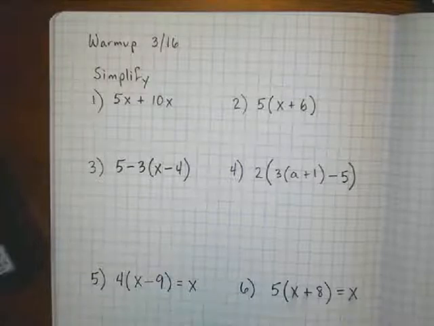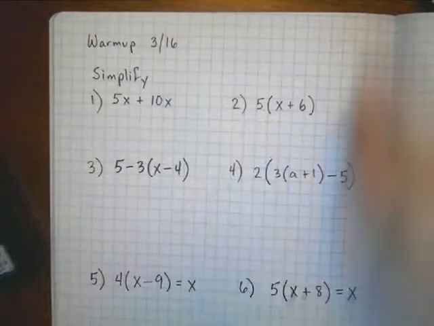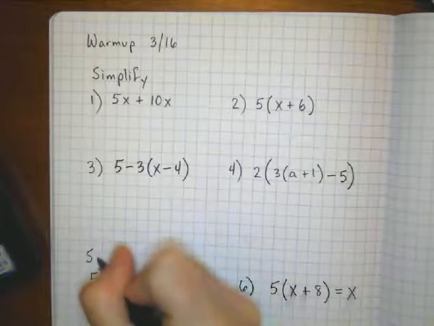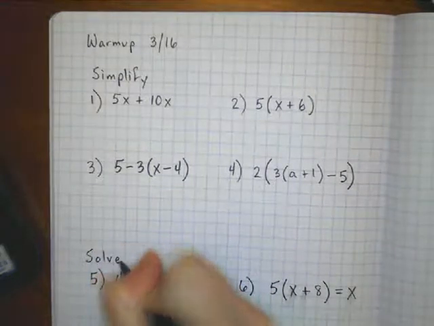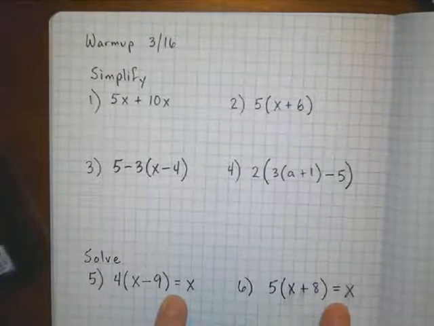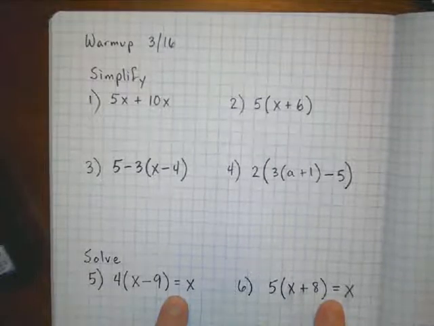So let's get started. Notice for my warm-up here, my first 4 problems you're going to simplify, and then, oops, I forgot to put the directions for the last 2. The last 2 you're actually going to solve for x. Notice problem 5 and problem 6 have an equal sign. So these you're actually going to solve for x.